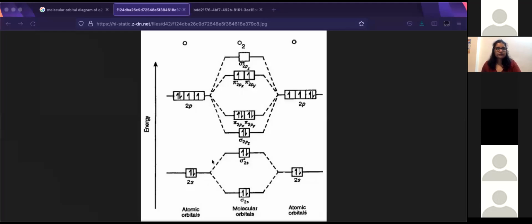Isoelectronic molecules and ions will have identical bond orders. I didn't understand that. I'll come to that in a bit. Okay, let me complete molecular orbital theory here.